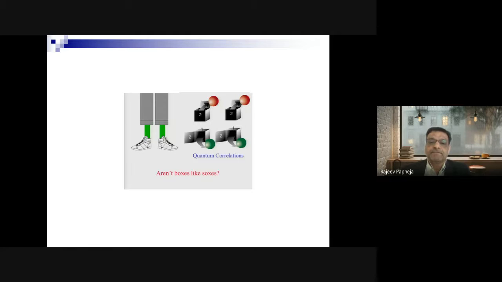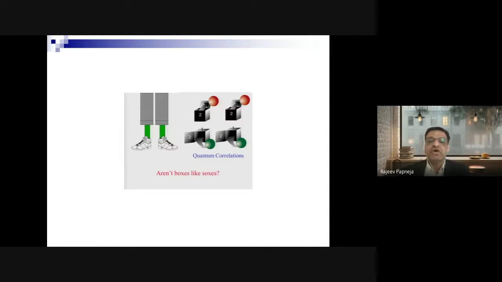But that's not correct, because the boxes are really not like socks. The essential difference is there's just one way to look at my socks. But there are these 2 complementary ways of looking at the boxes, and that means the correlations of the boxes are richer and a lot more interesting than the correlations among classical systems like socks.